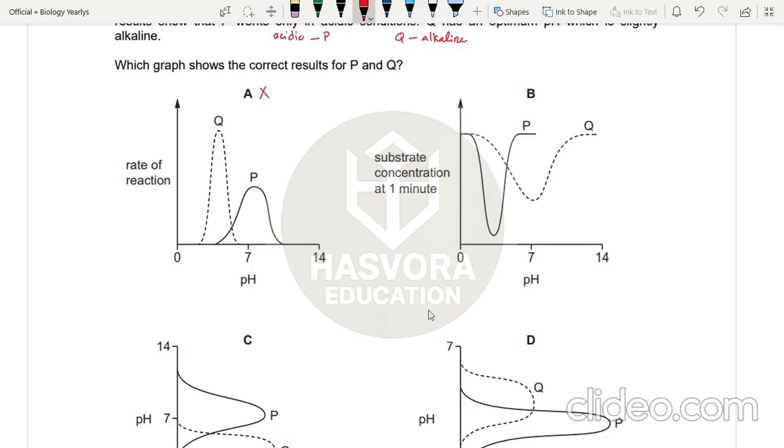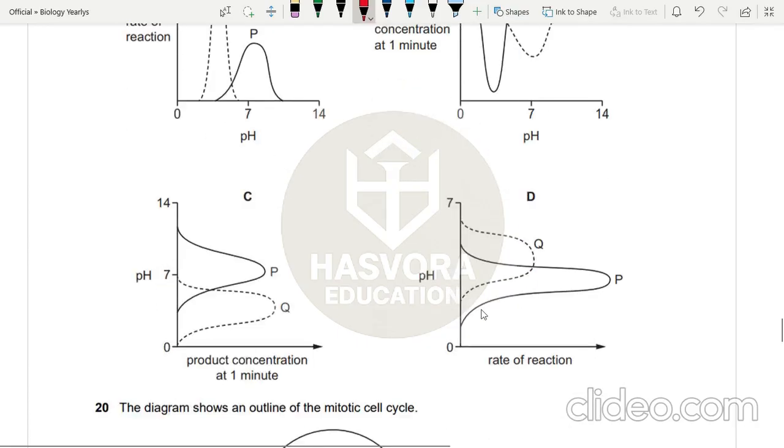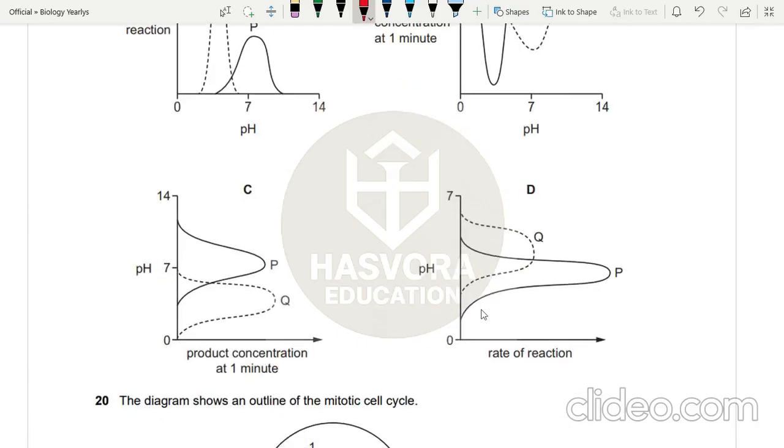Let's have a look at the other graphs. In C, they have plotted the pH on the y-axis, and you can see that P is again at neutral pH. So this will also be incorrect, and Q is again on the acidic side, so this will be incorrect. In D, the maximum pH is 7 and all of them are acidic, so this will be completely wrong.